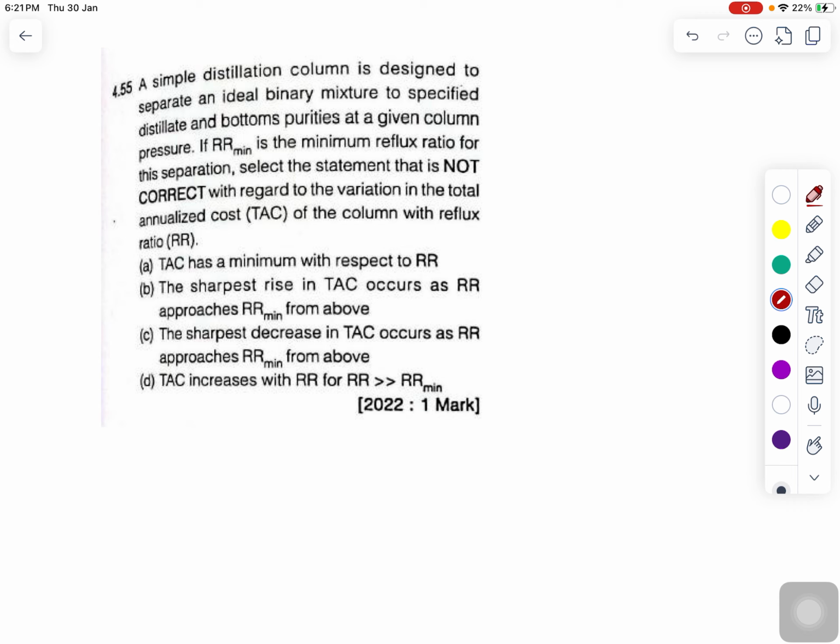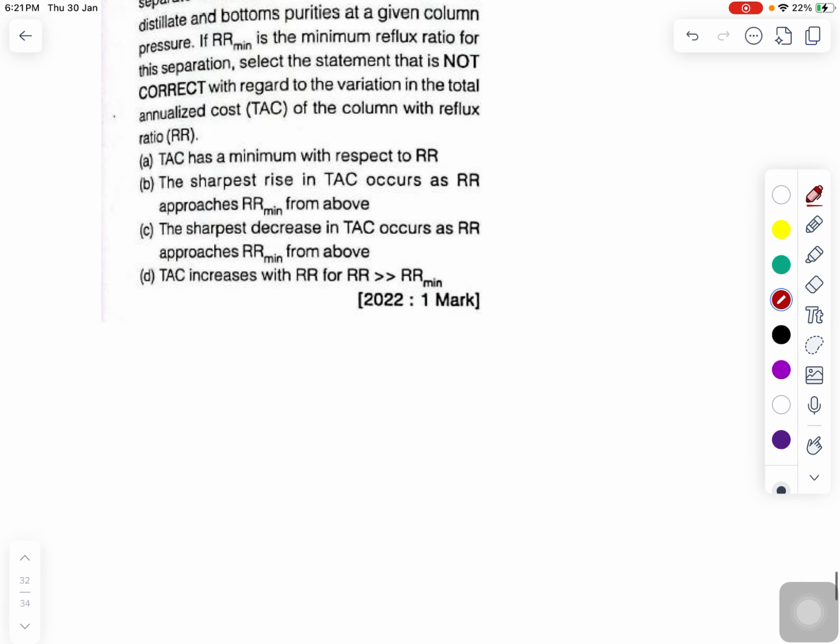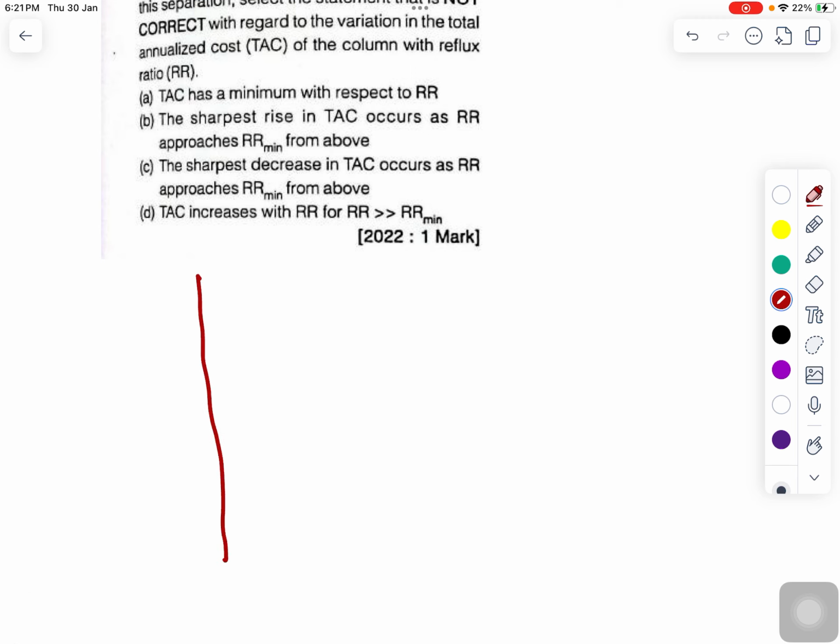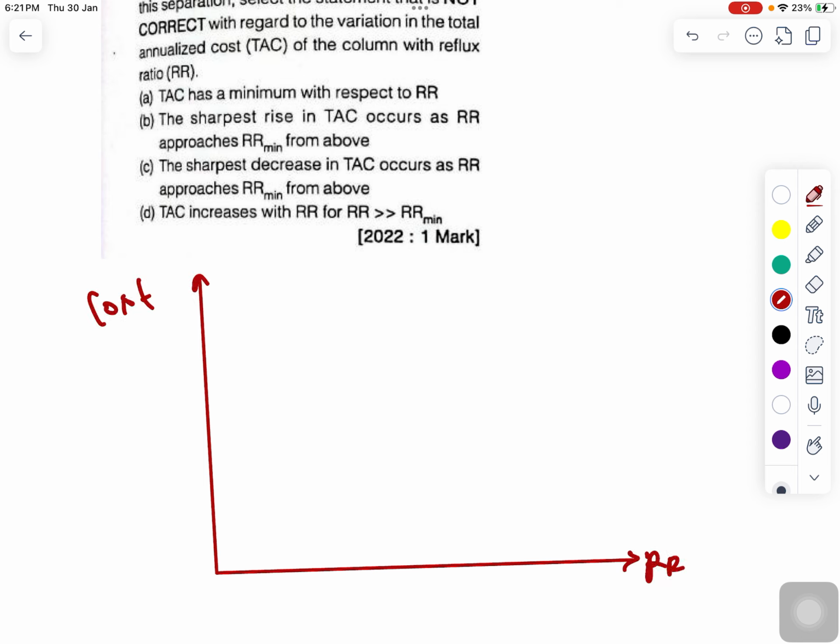If RR minimum is the minimum reflux ratio for the separation, then calculate the statement that is not correct with regard to the variation in the total annualized cost, TAC, of the column with respect to reflux ratio. So here you can see, when we talk about this kind of problem in the distillation column, you have to make this kind of curve. So this is the cost, let's say, and this is the reflux ratio. Obviously this will start from the minimum reflux ratio, so let's say RR minimum, right?